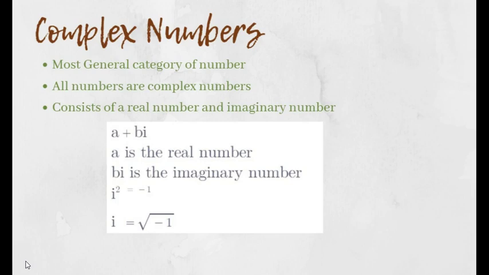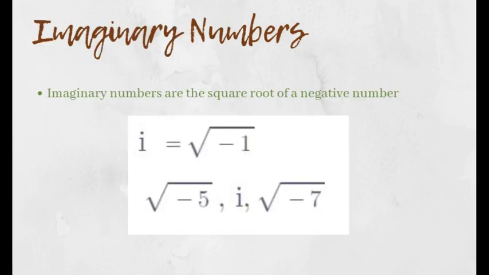Now, these numbers are the most general category of numbers, and they consist of all numbers. They always consist of both a real number and an imaginary number. So if you look over here, A is going to be our real number, and B is going to be our imaginary number. So B can be, say, 8 and then something like i, which is the square root of a negative number. Now, since we went over that, we're going to jump to the next one.